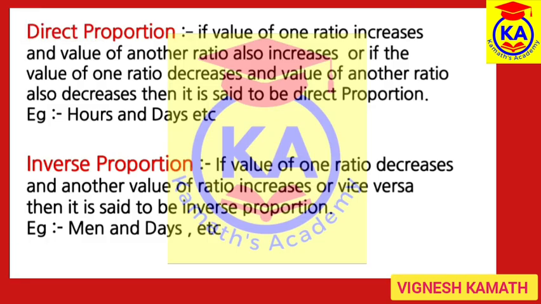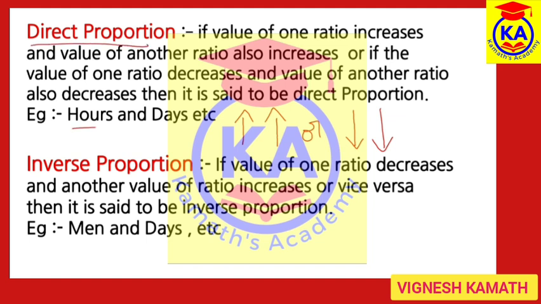Before moving to the problems on work and time, we'll see what is direct proportion and inverse proportion. First we'll move on with direct proportion. If the value of one ratio increases and the value of another ratio also increases, or if the value of one ratio decreases and the value of another ratio also decreases, then it is said to be in direct proportion. Let me explain the meaning of this. If both ratios' values increase, or both decrease, then it is said to be in direct proportion.